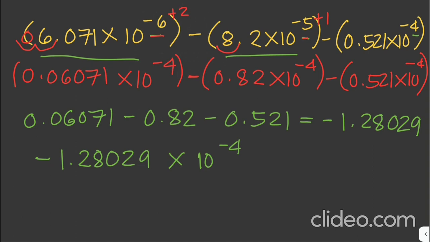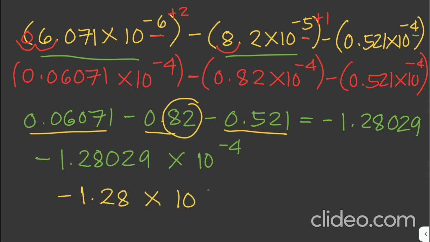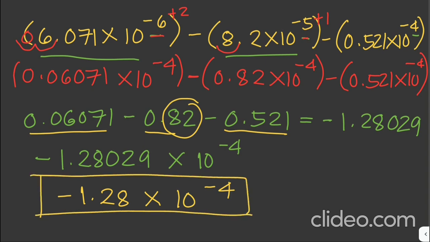But let's not forget the rules of significant figures when subtracting numbers. So we still follow the rules. When adding and subtracting, we round off our answer to the least number of decimal places. So the least number of decimal places is 2. Therefore, we round off our answer as -1.28 times 10 to the -4. So this is our final answer.